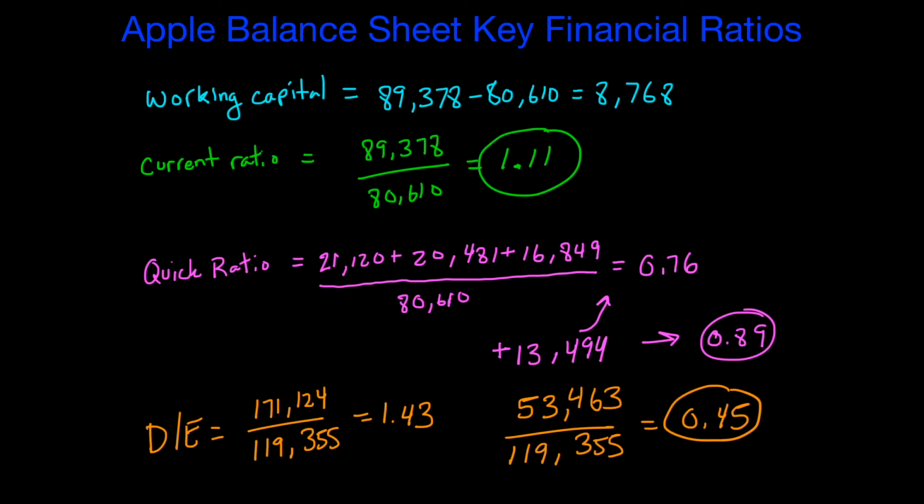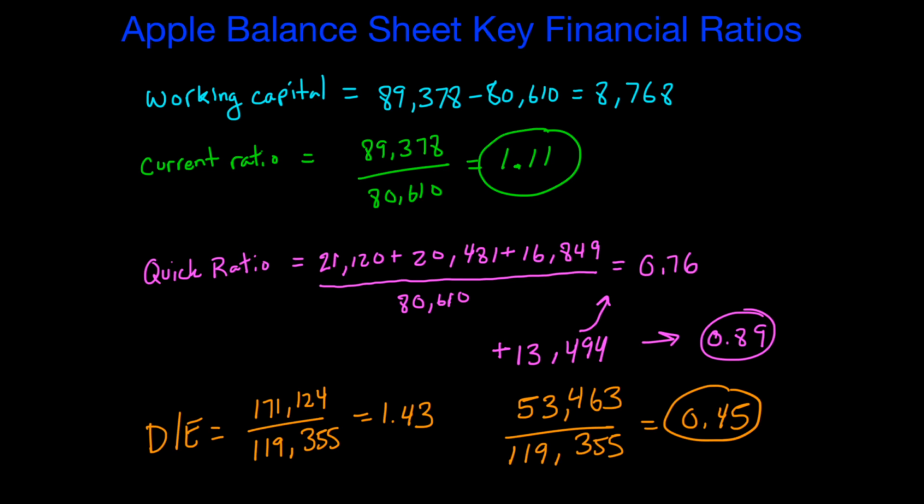What do these financial ratios tell us about Apple's health? Well, they have a positive working capital and a current ratio greater than 1, which is a good sign. Also, they can cover about 90% of their liabilities easily with liquid assets, as shown by their quick ratio. Debt to equity is a little tricky in Apple's case because they just started issuing debt in the last few years. With so much cash on hand, it begs the question, why would they issue debt at all?